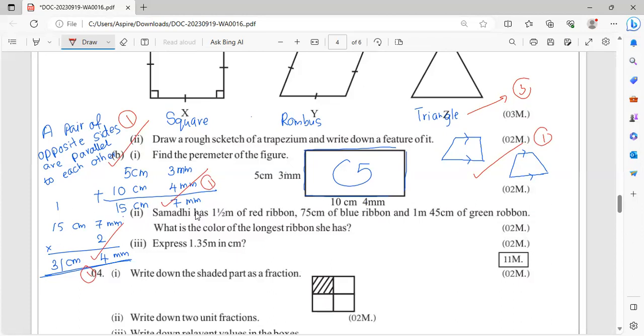Samadhi has 1/2 meter of red ribbon and 75 centimeters of blue ribbon and 1 meter 45 centimeters of green ribbon. What is the color of the longest ribbon she has?